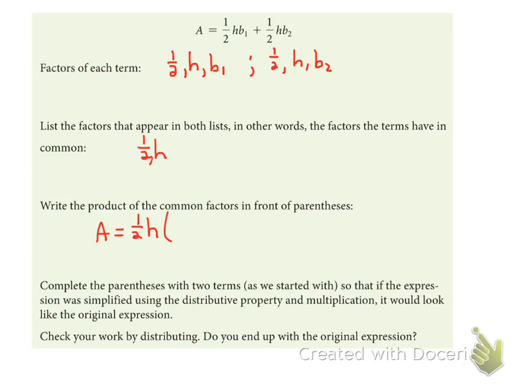So in other words, if we wanted to end up with our original, what do we need to multiply the 1/2 H by to get that first term back up there? B subscript 1, and you're right, we would need B subscript 2 to get the second term. If we distribute the 1/2 H, we'll get what we started with. So they are equivalent, but this last one is in factored form.